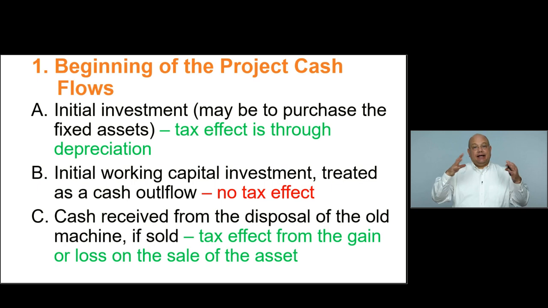So, in the largest possible beginning of the project cash flows, there's the initial investment, a working capital investment, and the sale of an old machine. It's possible in a question that there is no working capital investment and no machine to sell, in which case it's just that initial investment. But these are the possible beginning of the project cash flows.